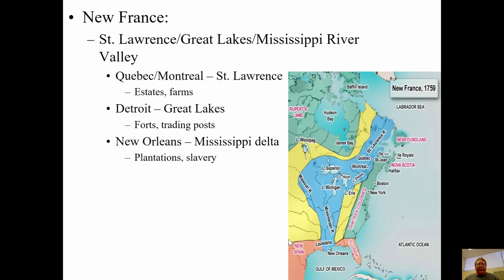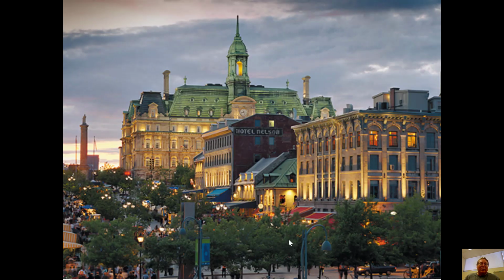So what we kind of see here is kind of a grab bag of things. For the most part, however, the French are going to be very different than the Spanish. They may follow the Spanish in using enslaved Africans as their labor force in some places, but for the most part, the French don't do what the Spanish did. They actually treat natives more as equals. They work with them.